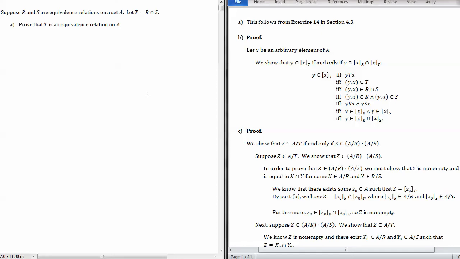Suppose R and S are equivalence relations on a set A, and let T be the intersection of those two relations. Part A, prove that T is an equivalence relation on A.